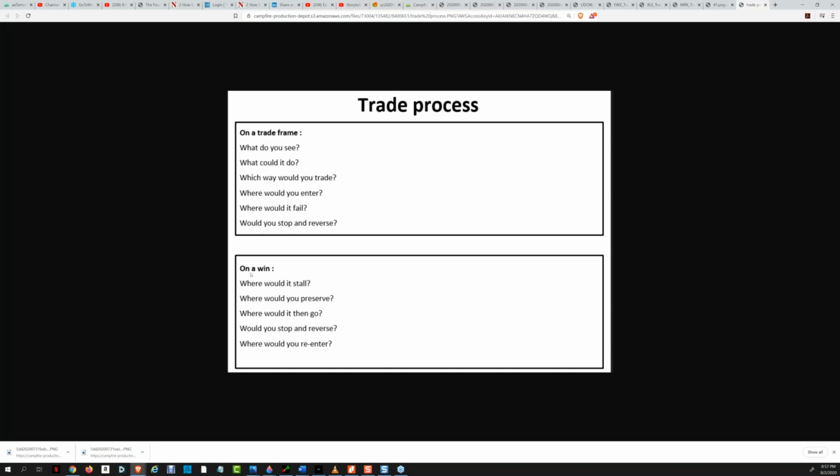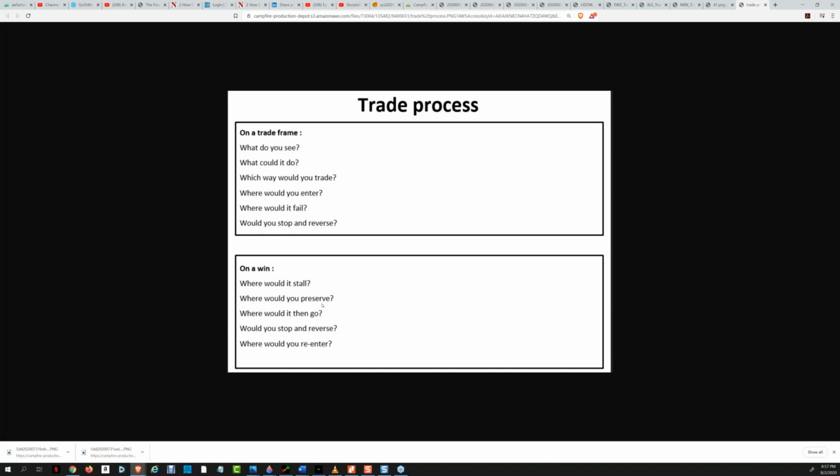And then it asks you to envision and rehearse what would you do if you had a win where you declared, that is now mine. Then where would it stall? Where would you be more interested in preserving capital versus letting it run? So that's about the manager and the sniper exit in there.